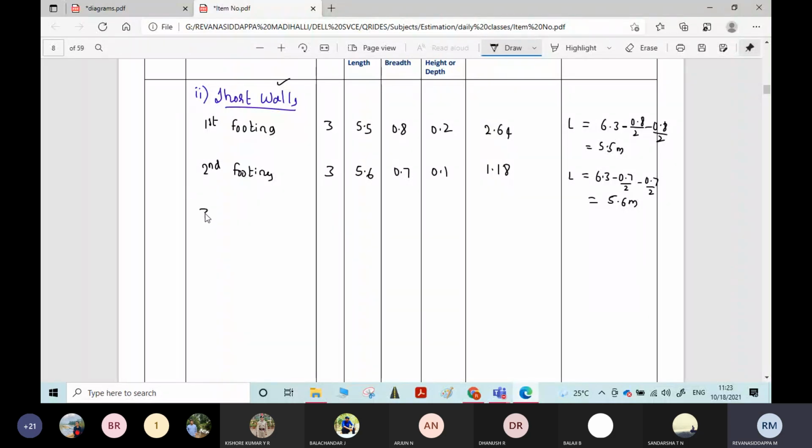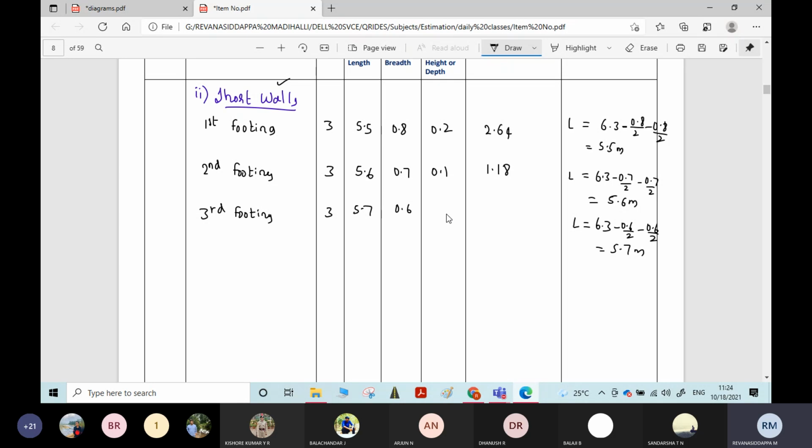Similarly, for the third footing, 3 numbers. L will be 6.3. Just look at the width of the third footing. The third footing width is 60 centimeter. 6.3 minus 0.6 divided by 2 minus 0.6 divided by 2. So 5.7 meter is the length.